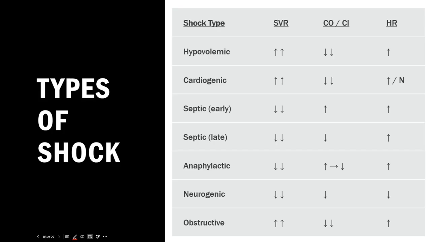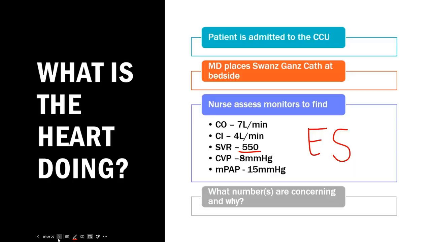All right, so we have an understanding of what our numbers mean, what our different shock types look like. So let's go ahead and let's try to put it into some practice. Let's look at some real world. Let's go back to old Ethel over here. She's been admitted to the critical care unit. The doc placed a Swan-Ganz catheter at the bedside, and then here are the numbers that we've been given, okay?